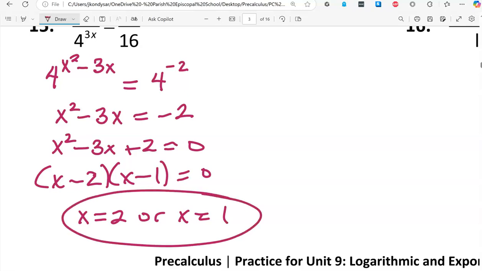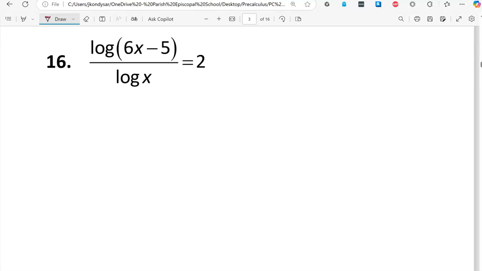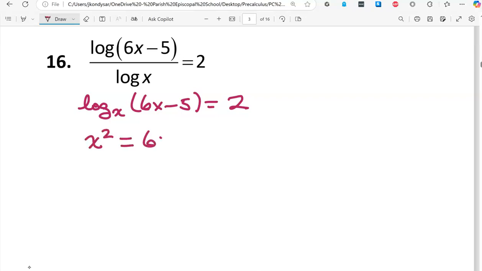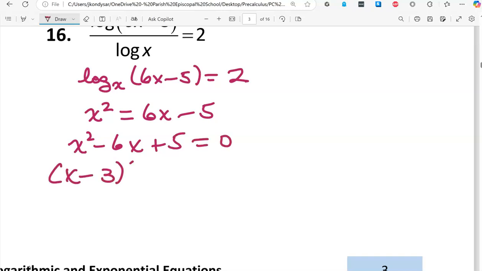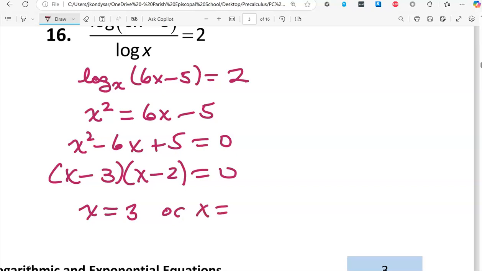In number 16, we have what looks like a change of base. So I'm going to rewrite this. Log base x of 6x minus 5 is equal to 2. Now we're going to rewrite in exponential form. The base is x, the exponent is 2, and that's equal to 6x minus 5. That gives us a quadratic equation. We can subtract 6x and add 5 to both sides of the equation, and then factor: x minus 3 times x minus 2 is equal to 0. That's going to give us two solutions, x equals 3 or x equals 2.